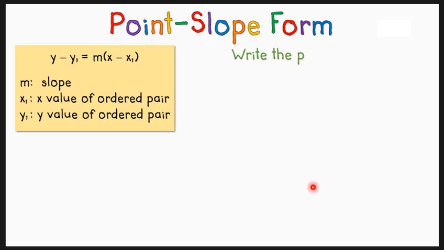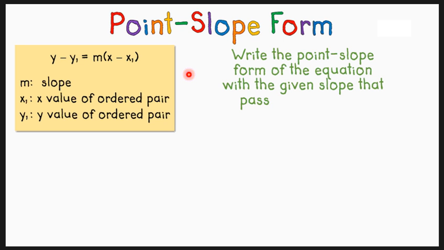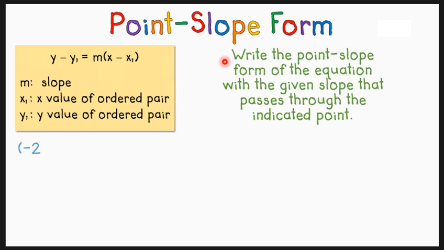In this set of examples, the directions are to write the point-slope form of the equation with the given slope that passes through the indicated point. So our goal in this case is to write the equation in point-slope form, as opposed to when we first started and wrote it in point-slope and converted it to slope-intercept form. With these problems, we are just going to write them in point-slope form and not take them any further.